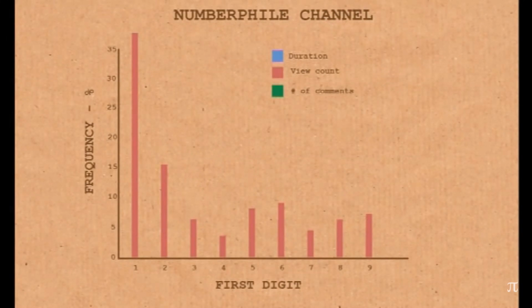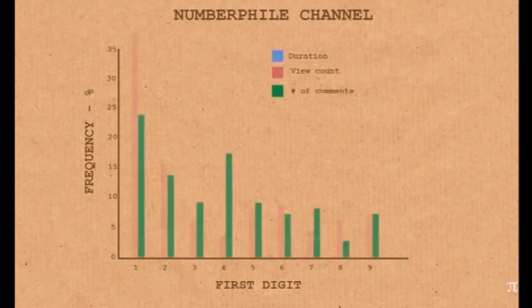Let's try the number of comments on each Numberphile video. Again, number 4 seems to come up more than you would have expected. Number 1 is still the top, but I don't know, it's not quite Benford-esque, is it? So the Numberphile statistics don't seem to quite be following the way we hoped. But maybe that's because it's not a big enough sample size. We've only done just over 100 Numberphile videos.